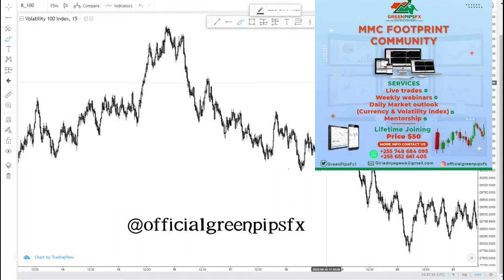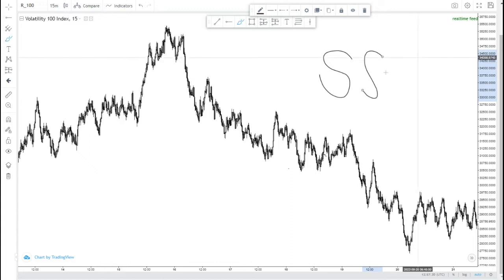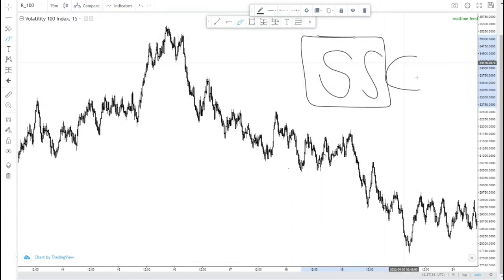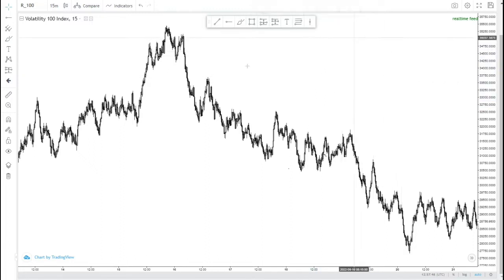Now let's get into it. The three things are structure, SND, supply and demand, and confirmation. But I'm basically going to be talking about these two and leaving the confirmation part for the private mentorship, for the premium guys. So we're only going to be dealing with what are so-called risk entries in this simple strategy that I'm about to show you guys.